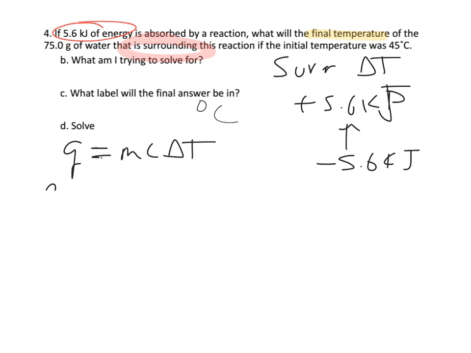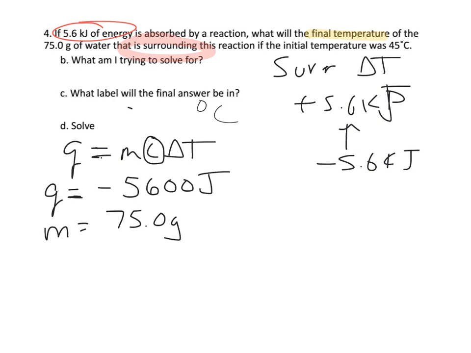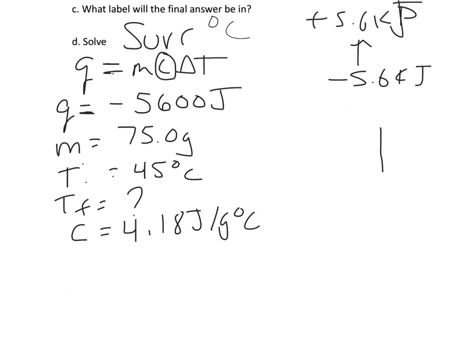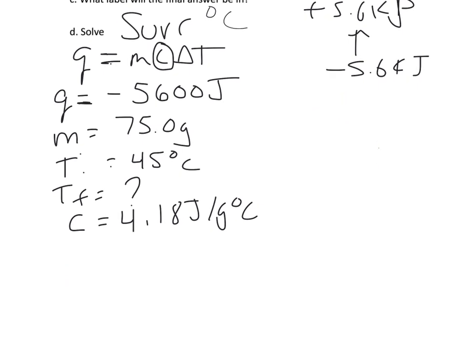For this problem, I already have my Q, because my Q for my surroundings is just the negative of my Q for my system. And Q is going to have to be in joules, because my specific heat capacity is in joules. So that is my energy in joules. Then the mass is for the surroundings, so for the water. I'm doing everything for the surroundings. My initial temperature of the water is 45. My final temperature of the water is what I don't know. And my C always for water is 4.18 joules per gram degree Celsius. That is what we plug into our equation to solve for the final answer.